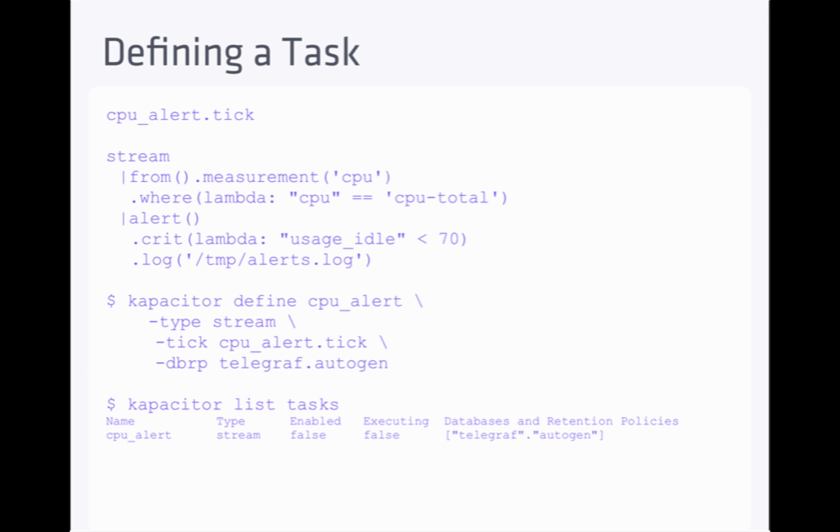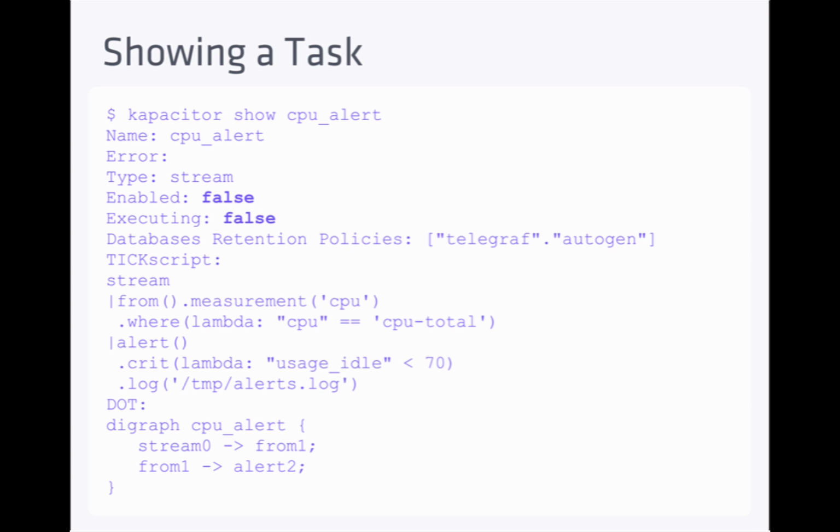And then once you have defined that task, if you run kapacitor list tasks, this is what you would see here. Name, which is the unique ID which you're going to use to reference that task, the type of task, whether it's enabled. So this one's not currently enabled or executing. You do have to take one more step in order to do that. And then which data is this working on? And that's telegraf autogen. So I mentioned earlier that that's the unique identifier that you use to show information about that task.